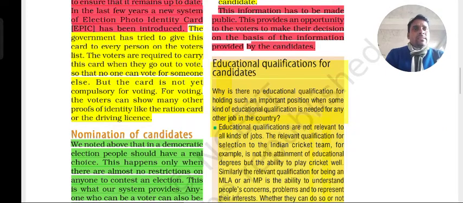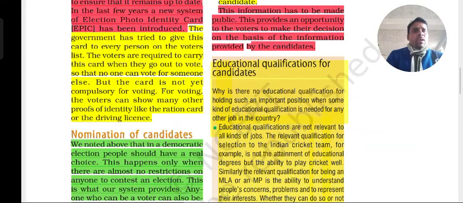You see, why is there no educational qualification for holding such an important position, when some kind of educational qualification is needed for any other job in the country? You may say, sir, for any type of job we want to get, like IAS, IPS and all that, education is compulsory. So for this very important position, where complete power is given to a particular person, why do we not make a qualification for the candidate? Let us look at what it is telling.